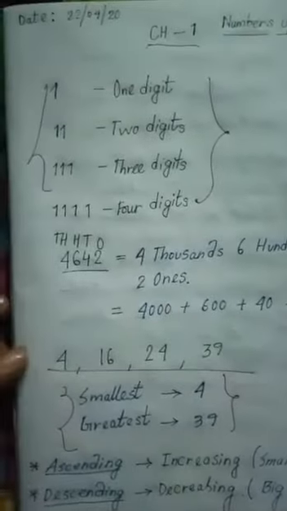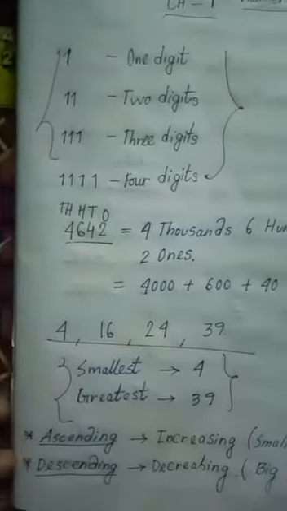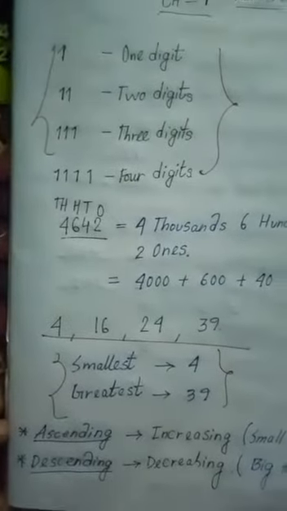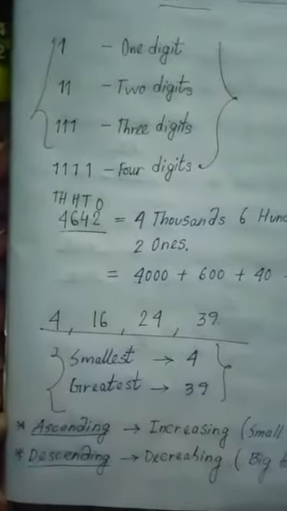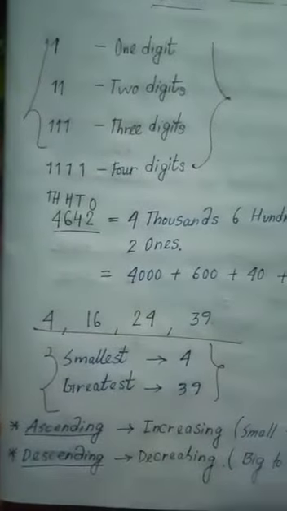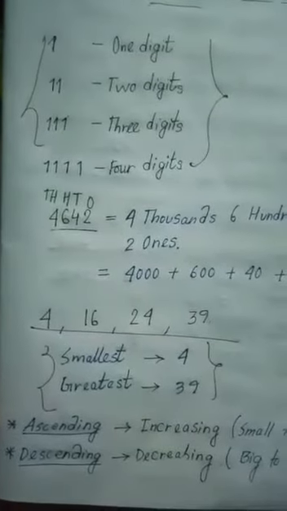Suppose I take 4 numbers: 4, 16, 24, 39. Out of these 4 numbers, which one is the smallest number and which one is the biggest number? You already discussed this in class 2. So 4 is the smallest number and 39 is the biggest number.